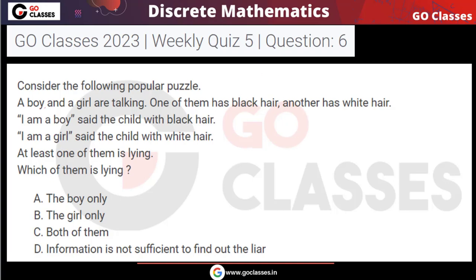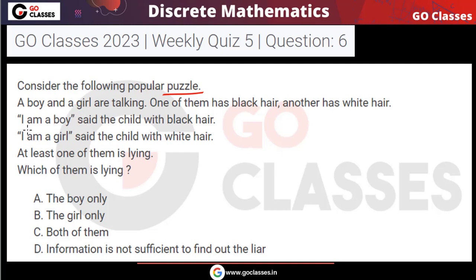Let's solve this question number 6. This is another puzzle, and this question is saying that a boy and a girl are talking. One of them has black hair and another has white hair. Basically there is a boy, there is a girl. One of them has black hair, another has white hair. We don't know who has black hair, who has white hair.